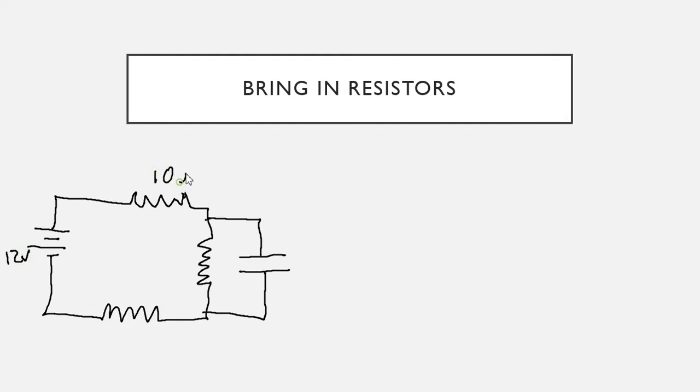Make this 10 ohms. Make this 8 ohms. And make this 6 ohms. And we'll make this a 20 microfarad capacitor. So let's say we have this circuit. Not too pretty, but that's all right. Hopefully we could see all the values.